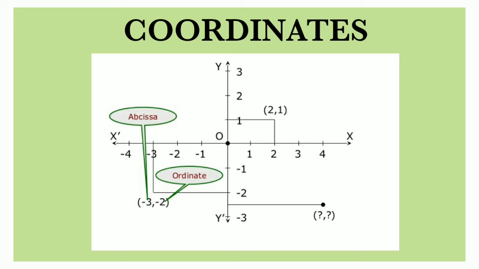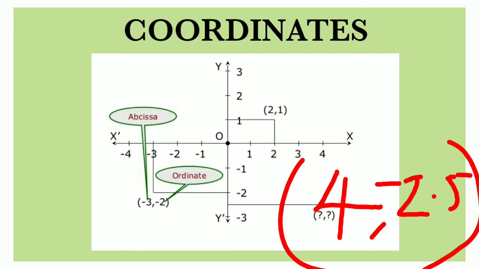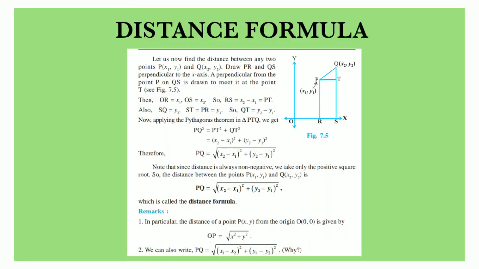So let us find the coordinates of this point. What is the x coordinate? Here it is 4, and the y coordinate is -2.5, in between -2 and -3, that is -2.5. So the ordered pair is (4, -2.5). Then in this chapter we will see how we can find the distance between two points whose coordinates are given.